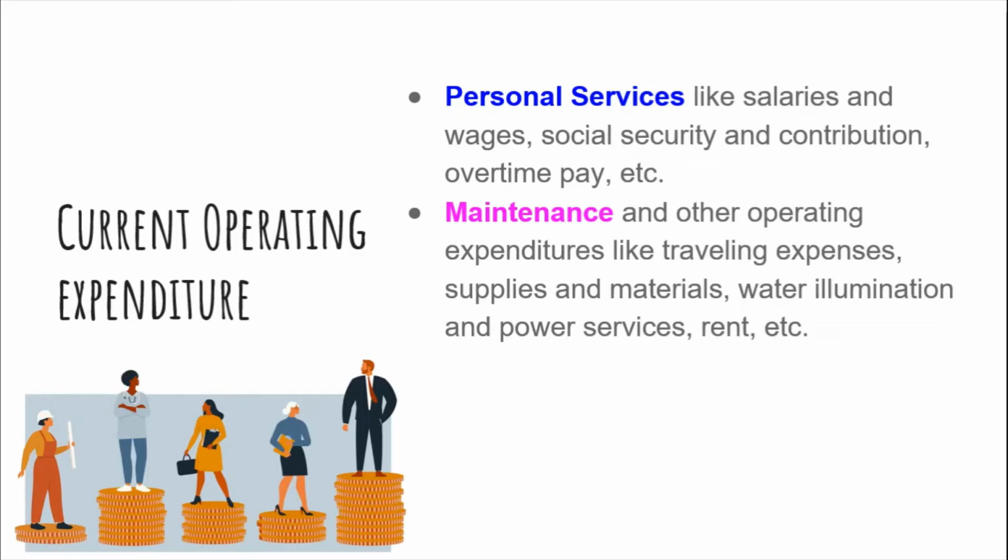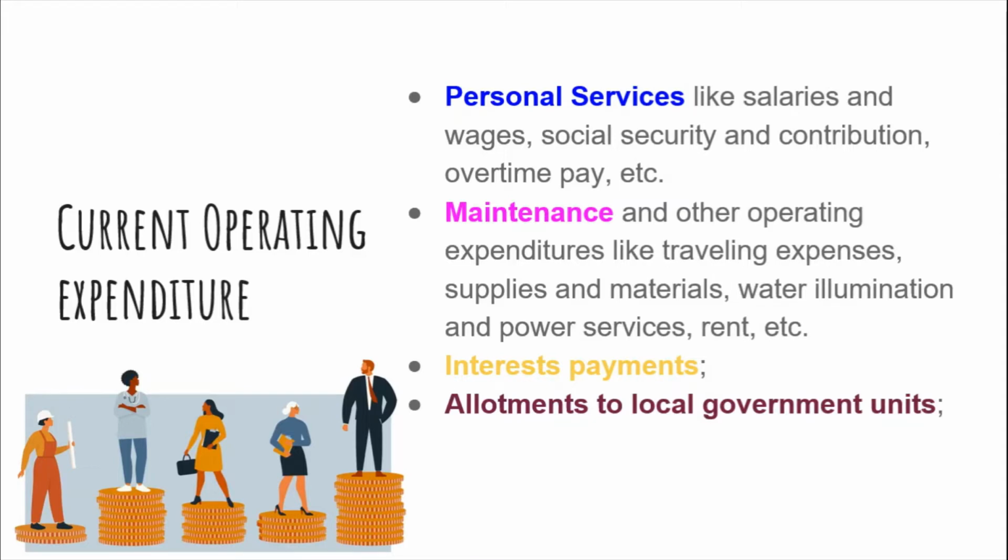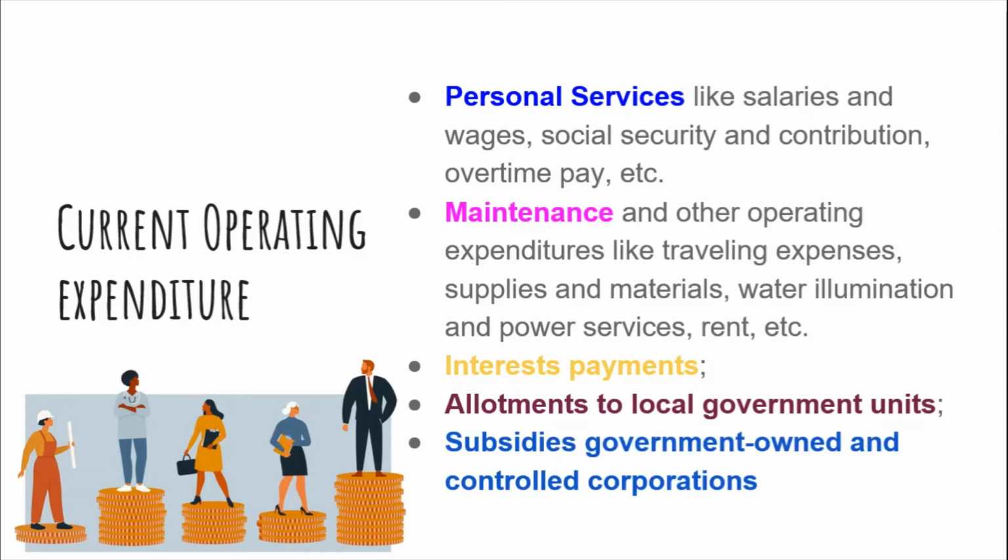Included din dito yung maintenance and other operating expenditures like traveling expenses, supplies and materials, water illumination and power services, yung bayad sa rent at iba pa. Interest payments, allotments para sa local government units, and subsidies para sa government-owned and controlled corporations.